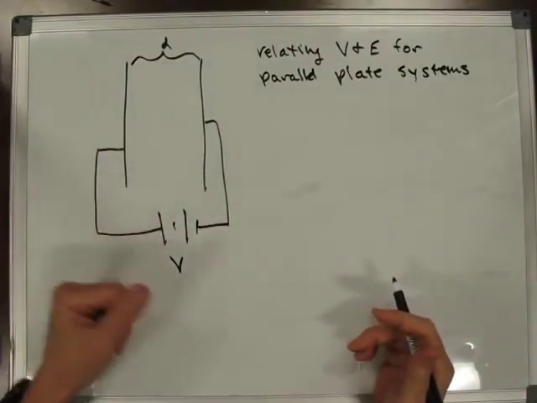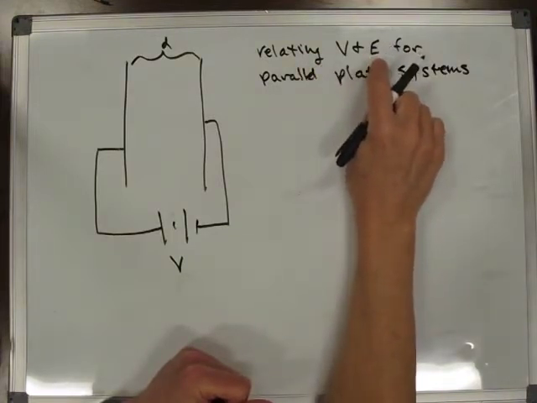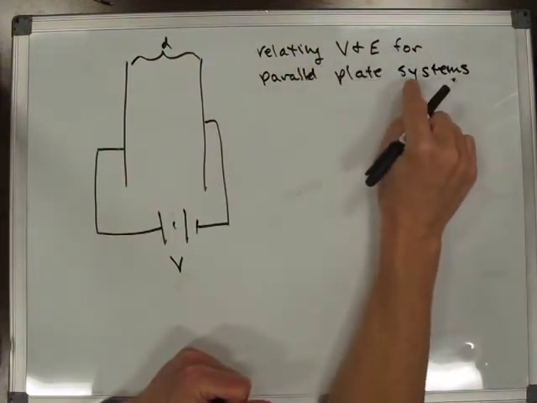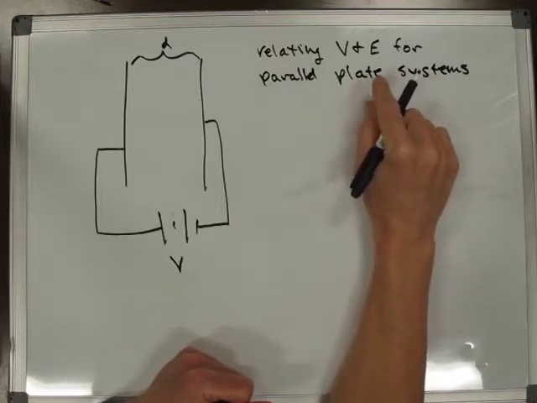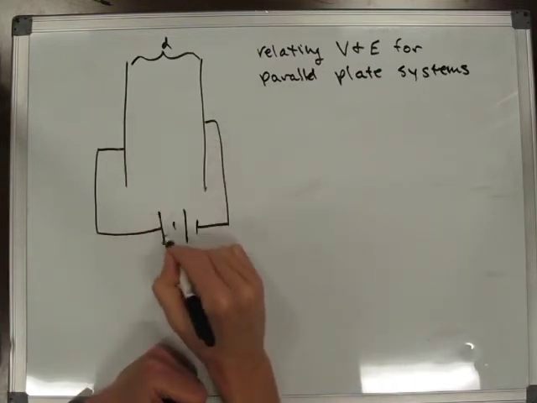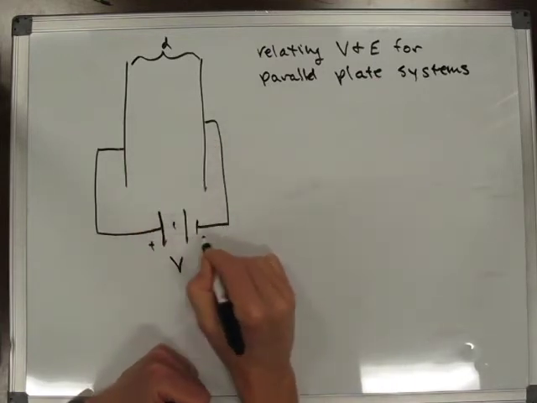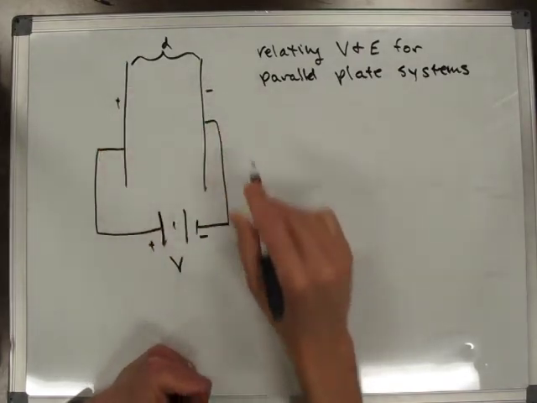So let's talk about these parallel plates again. I want to use them to relate the electric potential and the electric field for parallel plate systems. This doesn't apply to all systems. Like point charges, we'll have something different for that. But if this is the positive plate, we know it's the positive plate because this is our long end of our battery, and so that's the ground plate, and so we can say this is our positive end and this is our negative end.